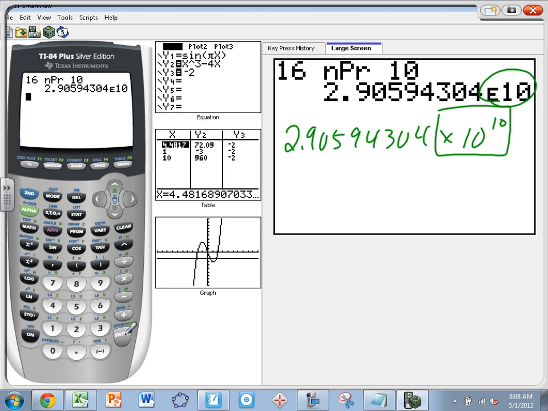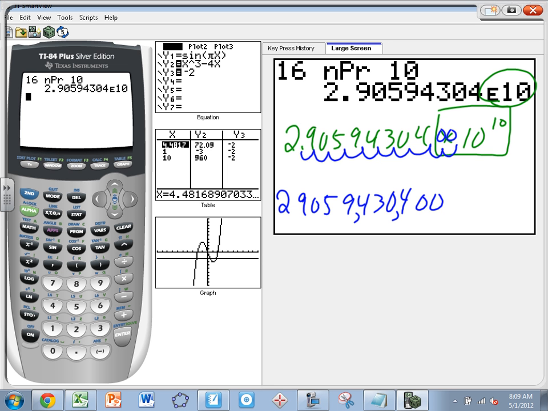So 1, 2, 3, 4, 5, 6, 7, 8. Once I move it 8 spots, what do I have to do to get the last 2 spots? Just tack on 2 more zeros. So we've got 29,059,430,400. Again, this is 8 spots. I need 2 more spots. There's the 1, 2. So I have to put 2 more zeros in there. So put my commas every three digits. How many permutations do I have here? 29 billion.